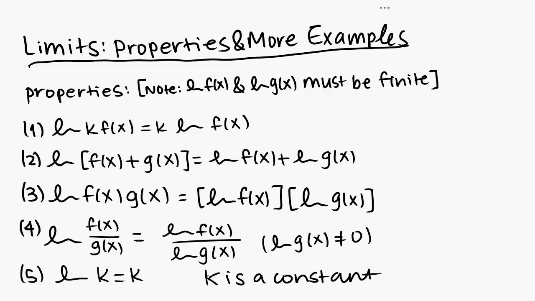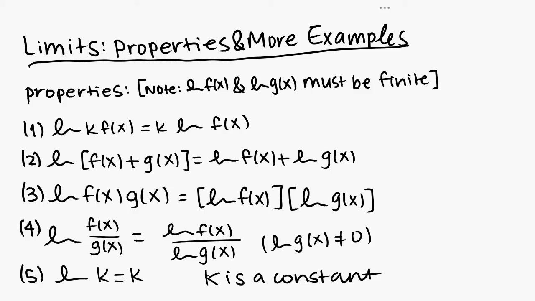Hi everyone, this is Jen with MathGenius, and today we're going to be going over some properties of limits and some examples as well. So first off, I just want to note that the limits of the functions that I've written here, denoted by f and g, must be finite. So they can't be going towards infinity or negative infinity, or these properties won't apply.